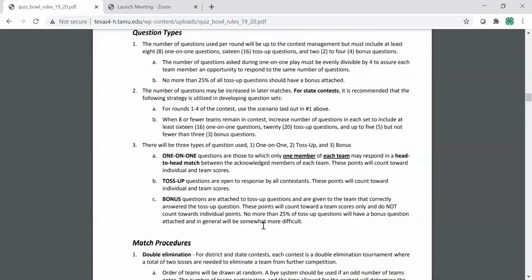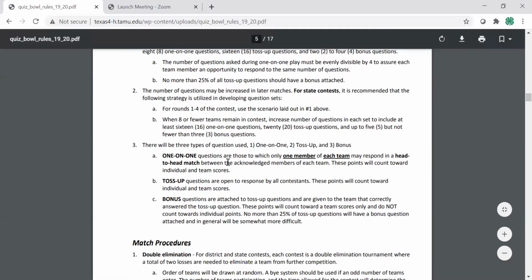Then we move into toss-up questions, which are open for response by any contestant. I should have probably started with this, but we do utilize buzzer boards for this contest. You buzz in to answer your question. Once you buzz in, you have to wait for recognition before you can answer, or you'll lose a point. At our district contest, the way we recognize is verbally. We say, Team A, player 1, and that's when you know you've been recognized. So wait for that recognition before you answer, always.